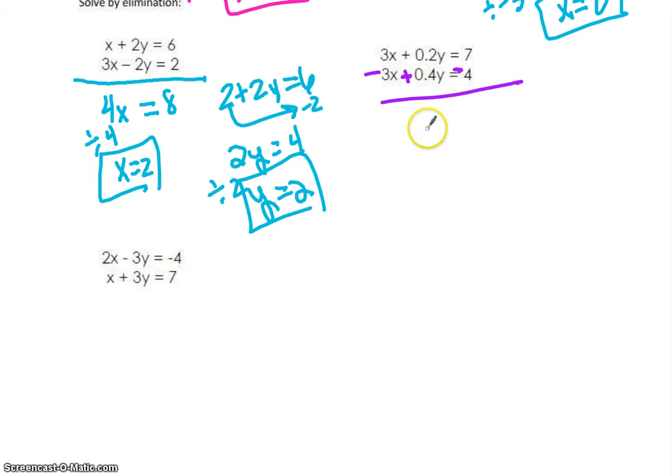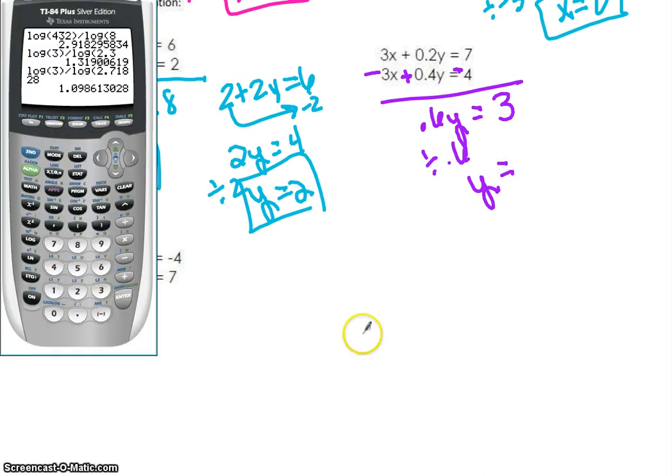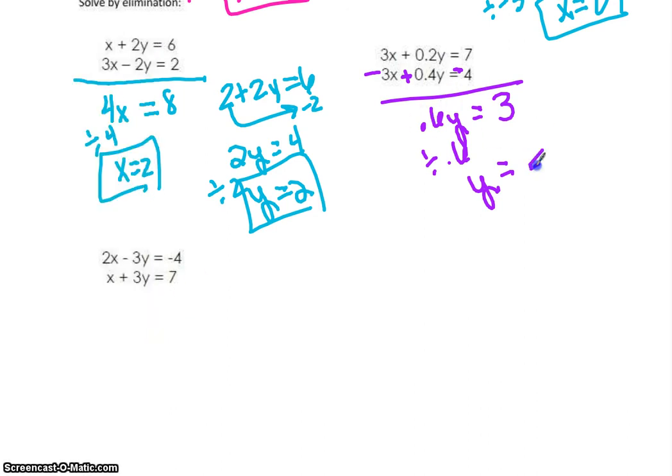0.2 plus 0.5 is going to give me 0.6y is equal to 7 minus 4, which is 3. So I got to divide by 0.6. And so y is equal to 3 divided by 0.6, which is 5. I'm not through. I do box that, and then that has to go back to either of the original problems.